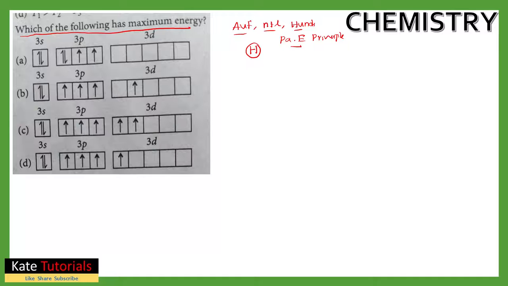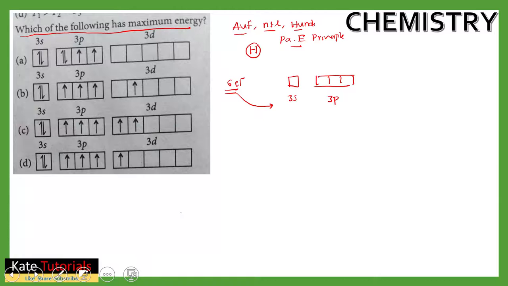This question is purely based on Hund's rule only. Because, for example, I have a 3s box and a 3p box, and I have given 6 electrons to fill them.